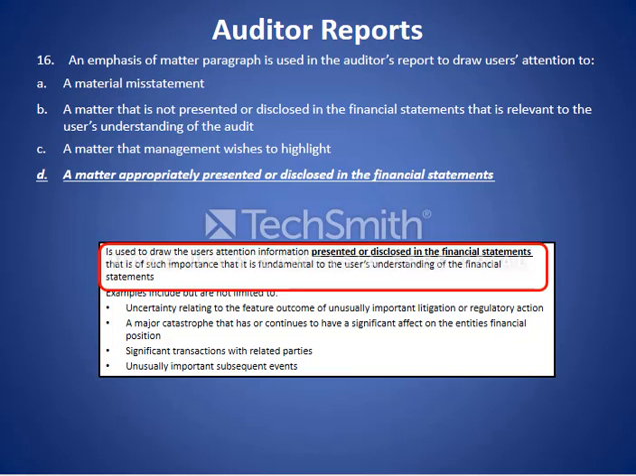Okay, question number 16. An emphasis of matter paragraph is used in the auditor's report to draw users' attention to, and the answer in this case is D, a matter appropriately presented or disclosed in the financial statements. And if we go back to the description of an emphasis of matter paragraph, it says it's used to draw the user's attention to information presented or disclosed in the financial statements that is of such importance that it's fundamental to the user's understanding of the financial statements.